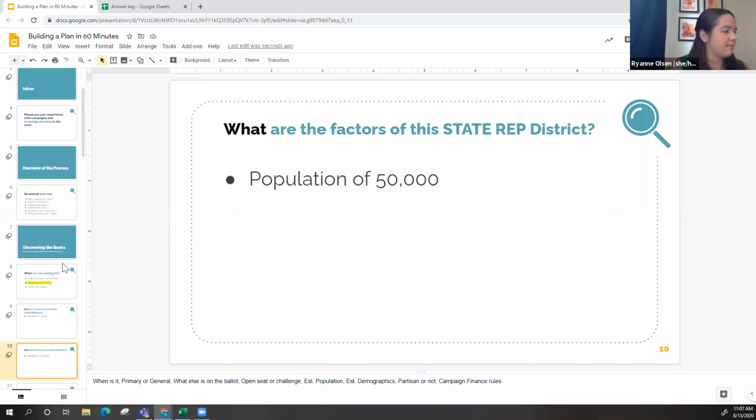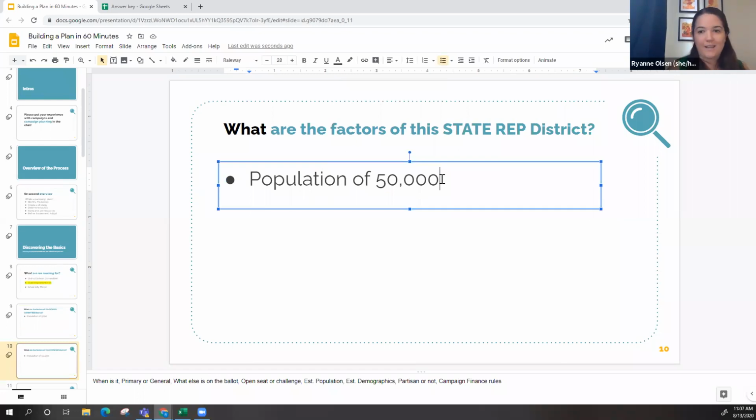So let's think about our state rep district. The one thing I told you already is we're representing a population of 50,000 people. Tell me what else is going on in the state rep district. Any demographics of the state rep district, is it an urban district, is it a rural district? Also, let's talk a teeny bit about this election in general. Is it an open seat? Are we challenged? Okay, I'm hearing that's an urban district. Great, historically red, cool.